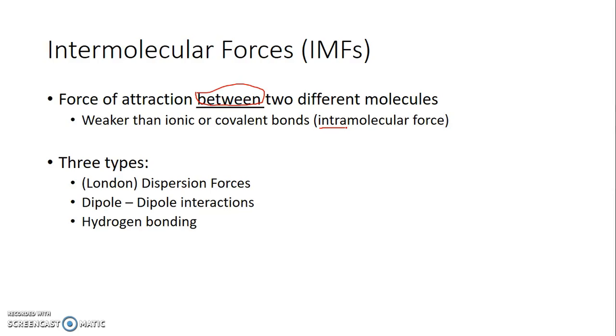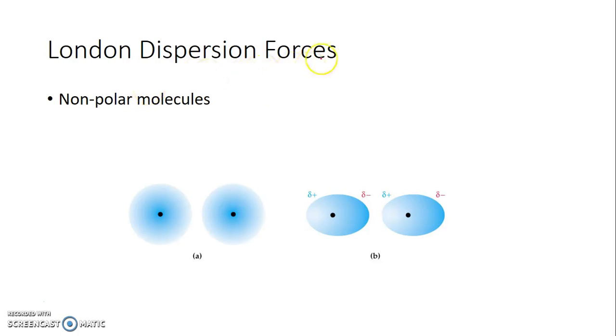So the force of attraction between two different molecules is really, really weak. There are three basic types of intermolecular forces, IMFs. One of them is referred to as London dispersion or just dispersion forces. The second one is dipole-dipole interactions, and the third one is hydrogen bonding. And when we look at these, London dispersion forces are the weakest, and hydrogen bonds are the strongest. So this list is from weak to strong. So let's talk about dispersion forces first.